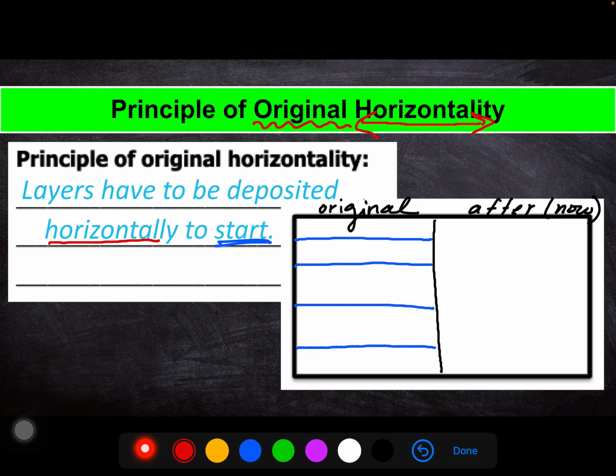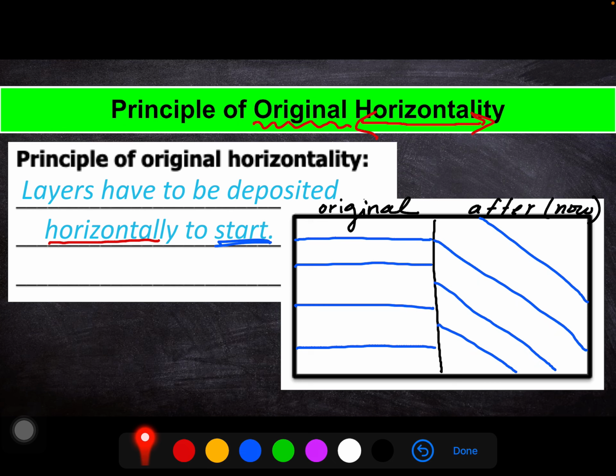And then the after, well, now we can see those same rock layers not horizontal, right? We can find them all over the place on Earth looking differently, tilted or folded or faulted, and we'll start to see what those things really look like. So original horizontality means rock layers have to start flat or horizontal, and then they can be changed afterwards. They aren't going to start looking like this.